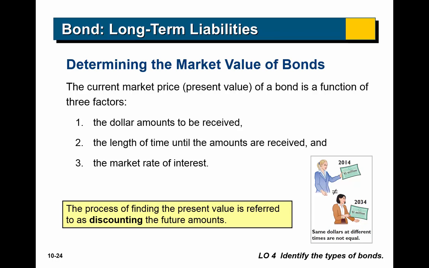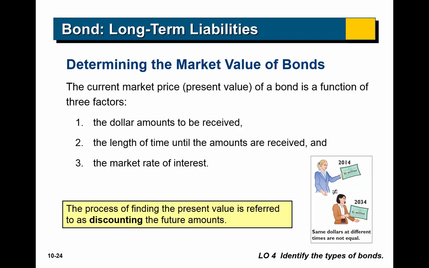The second thing is the length of time until the amount is received. It's different if I'm going to get $10,000 for that bond in 6 months, or if I'm going to get $10,000 for that bond in 30 years. That's going to impact how much I might be willing to pay for the bond. And the third is what's called the market rate of interest.